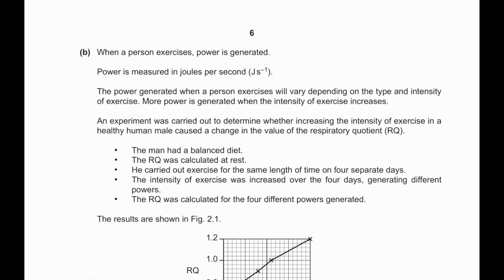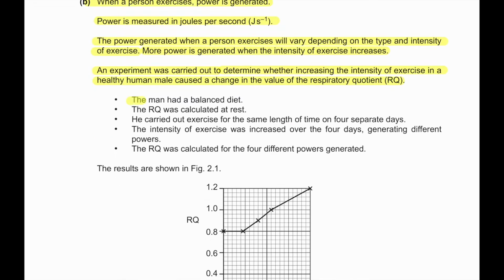Part B. When a person exercises, power is generated. Power is measured in joules per second. The power generated when a person exercises will vary depending on the type and intensity of exercise the person is doing. More power is generated when the intensity of exercise increases. An experiment was carried out to determine whether increasing the intensity of exercise in a healthy human male causes a change in the value of respiratory quotient or RQ value. The man had a balanced diet.